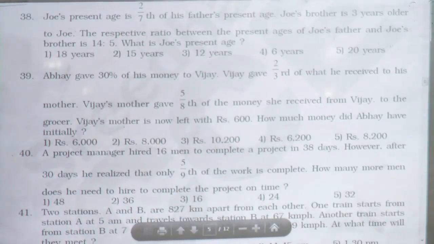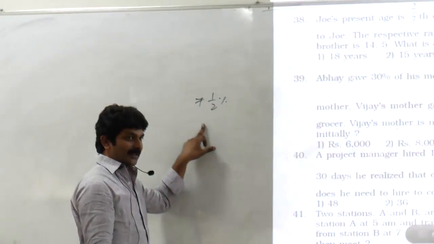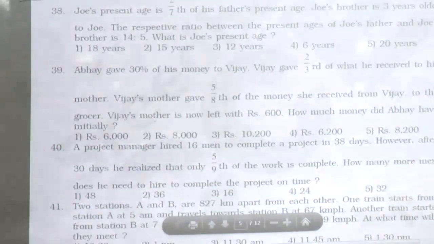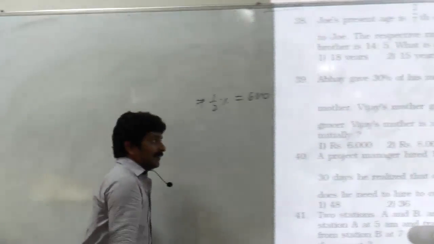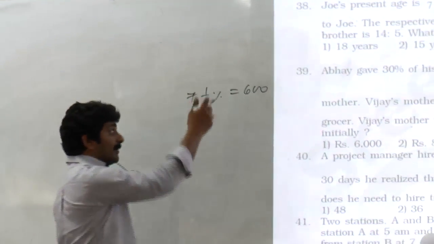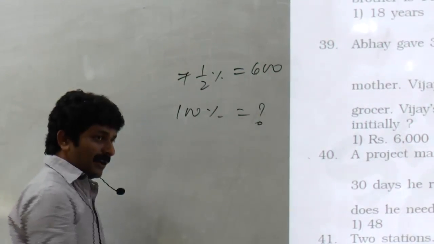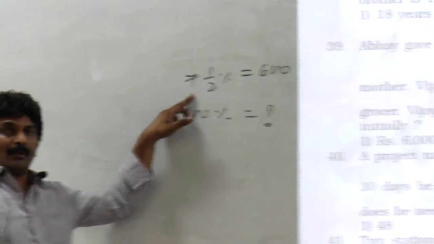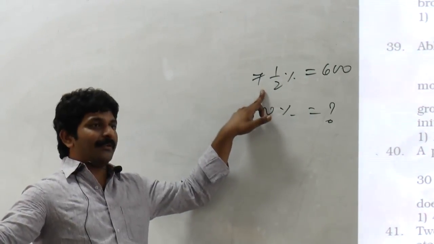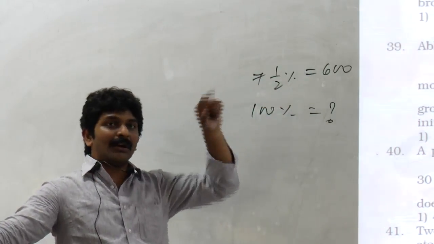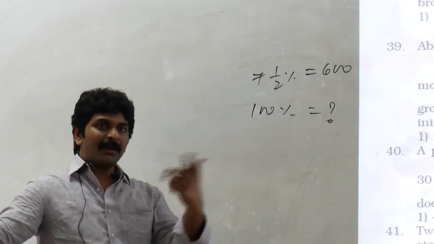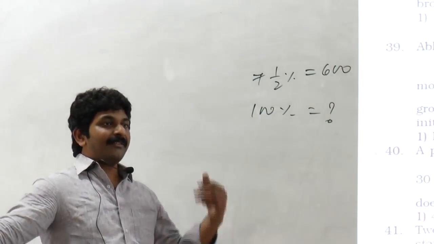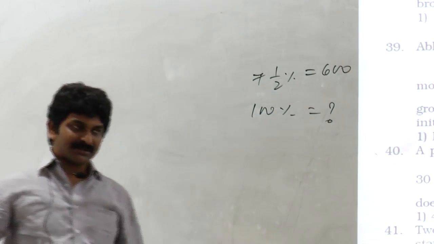Remaining 7.5%. This is the amount left with the mother. Now, Vijay's mother is left with 600 rupees. 7.5% is equal to 600. How much money did Abhay have initially? Initially Abhay has 100%, and you are asked about 100%. From this, can't you calculate 2.5%? How? Divide by 3, and that will give you 2.5%. 600 divided by 3 is 200. 2.5% is 200. Double, 5% is 400. Again double, 10% is 800. If 10% is 800, 100% is 8,000.